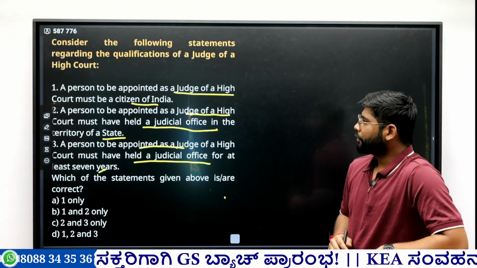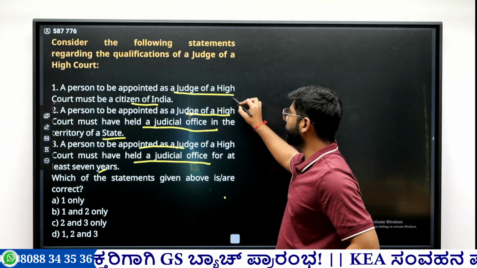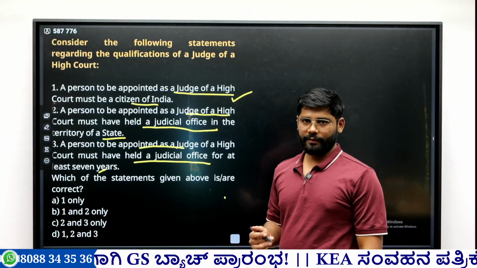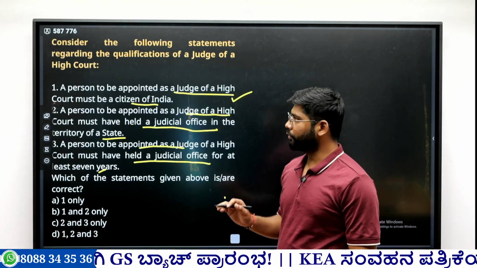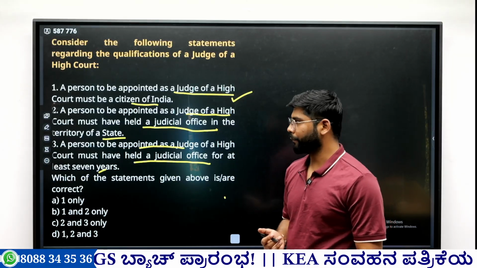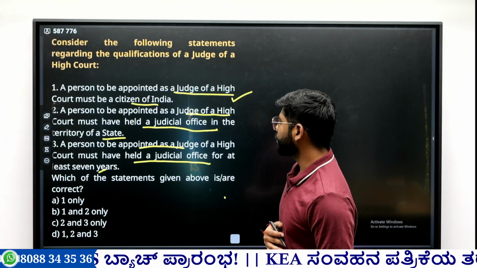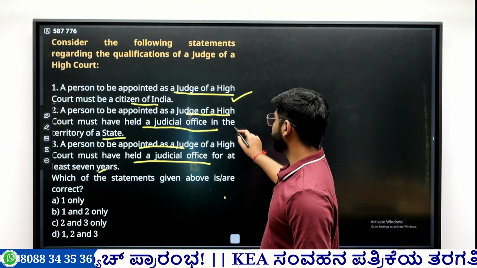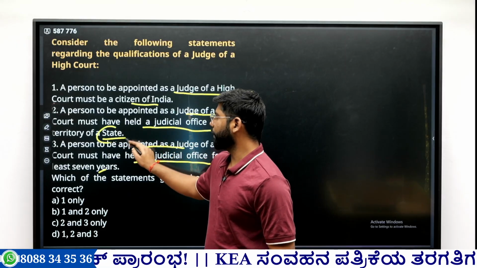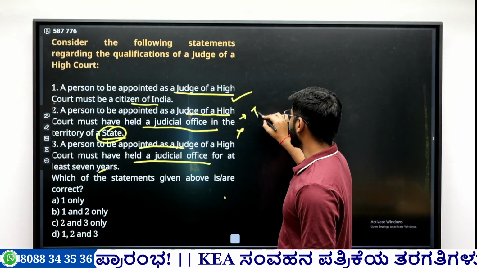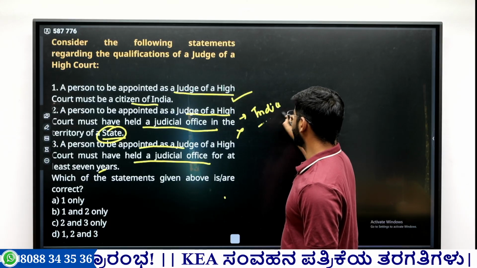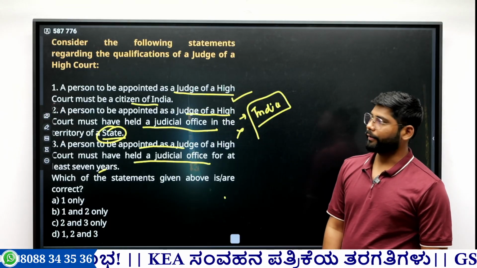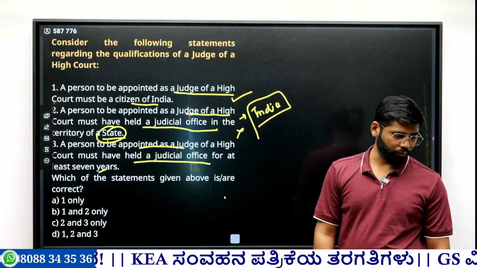Okay, so first obviously the person must be citizen of India. If a person is not citizen of India, he is not empowered to become the judge of High Court or the Supreme Court. Second, the person appointed to be judge of High Court must hold the judicial office in the territory of the state. This is not correct. It is not territory of state, but it is the territory of India. So the person would have held the judicial office in the territory of India. So this is the correct wording there.